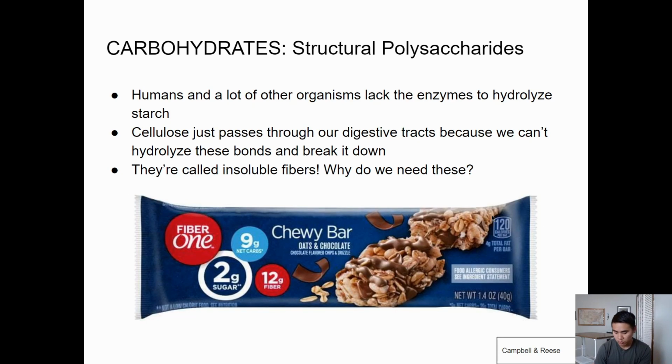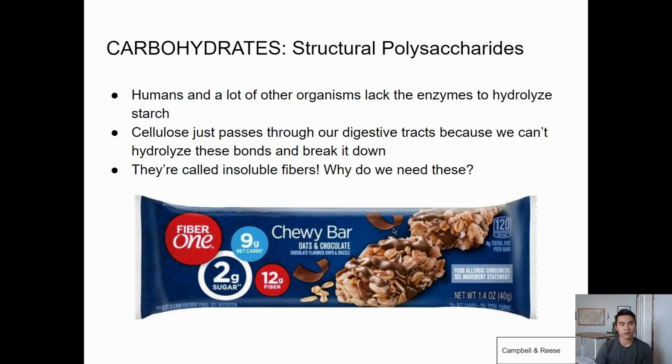And this is actually important when you think about how we consume plants, but what happens to that cellulose? We have enzymes that hydrolyze different things, but not cellulose, so it just kind of passes through, and we can't hydrolyze these bonds. Hydrolyze means to break it down, so it stays in its polysaccharide form. Because we can't break it down, we can't use it inside our bodies. What that's called is an insoluble fiber.